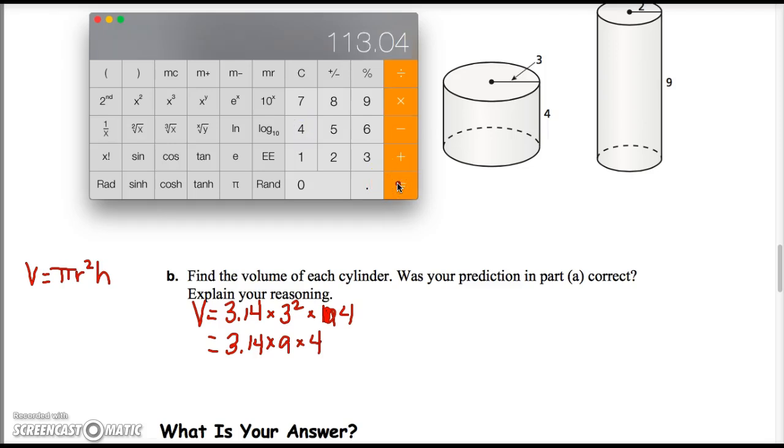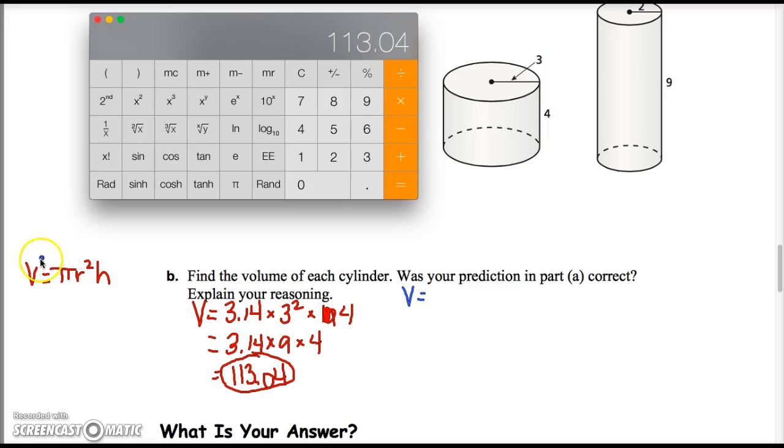Okay, and you get 113.04. That's the volume of the cylinder on the left. Now we're going to do the same thing for the volume of the cylinder on the right.